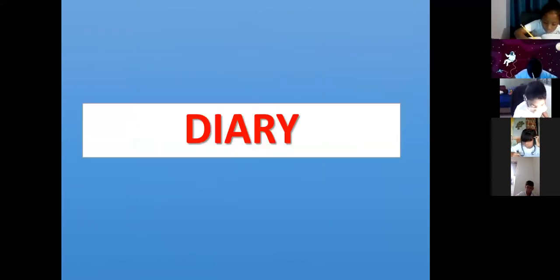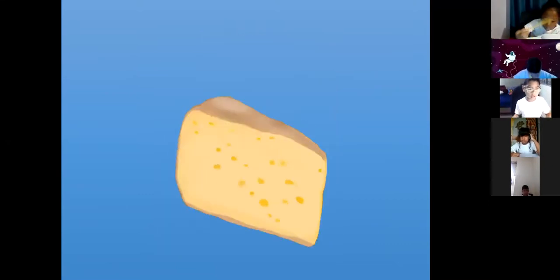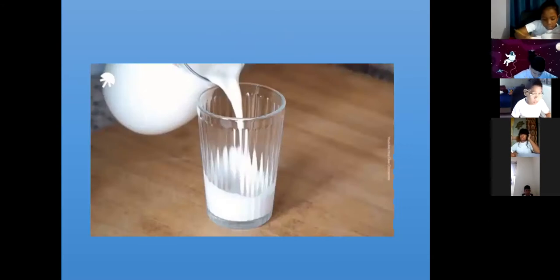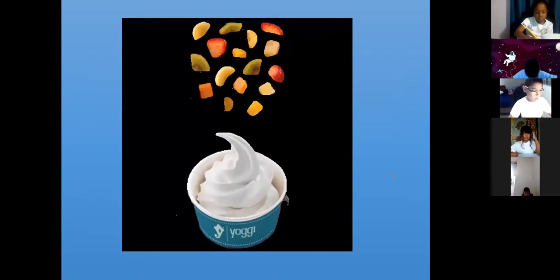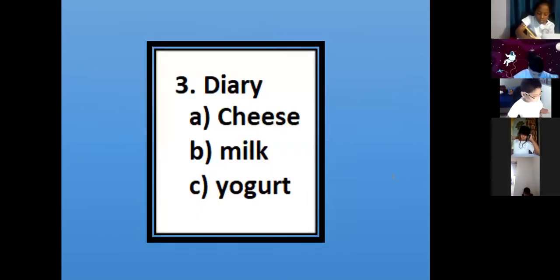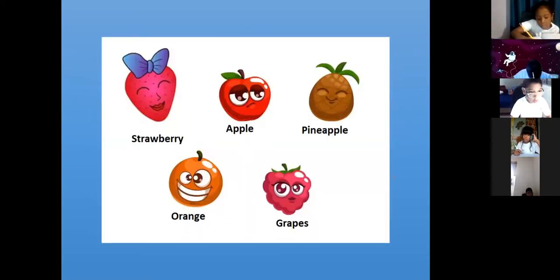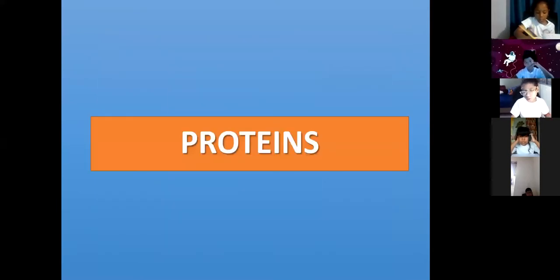Next. The next group is dairy. We have cheese. Milk. Ooh, I love milk. Milk is delicious. Yogurt. Yogurt is delicious too. In dairy, we have cheese, milk, and yogurt. Next, fruits. Fruits is the next group. We have strawberry, apple, pineapple, orange, grapes, banana. Different fruit.